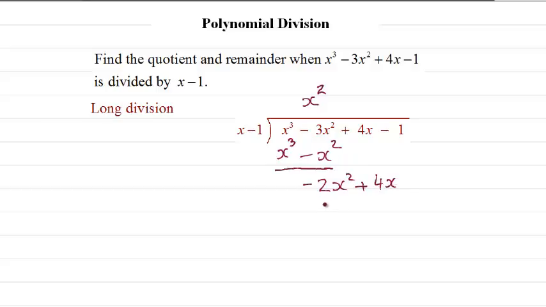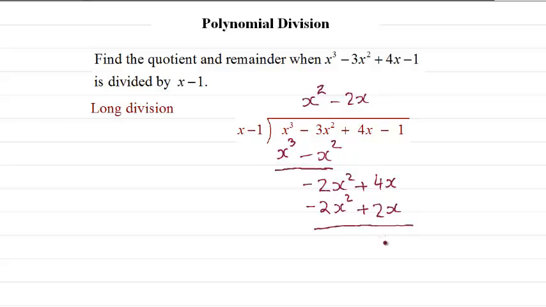Now we can eliminate this minus 2x squared, so we write here minus 2x squared. What do we multiply this x by to get minus 2x squared? It has to be minus 2x. Then we also multiply minus 1 by minus 2x, so that gives you plus 2x.